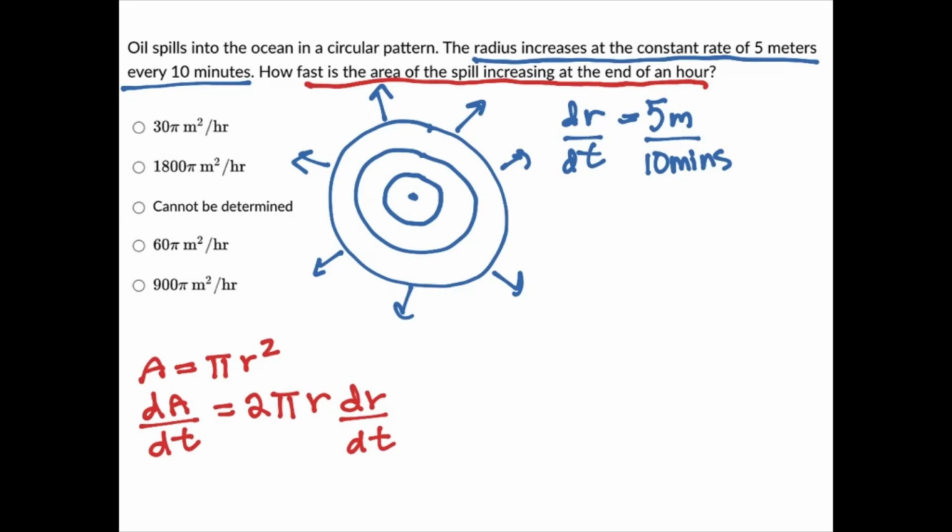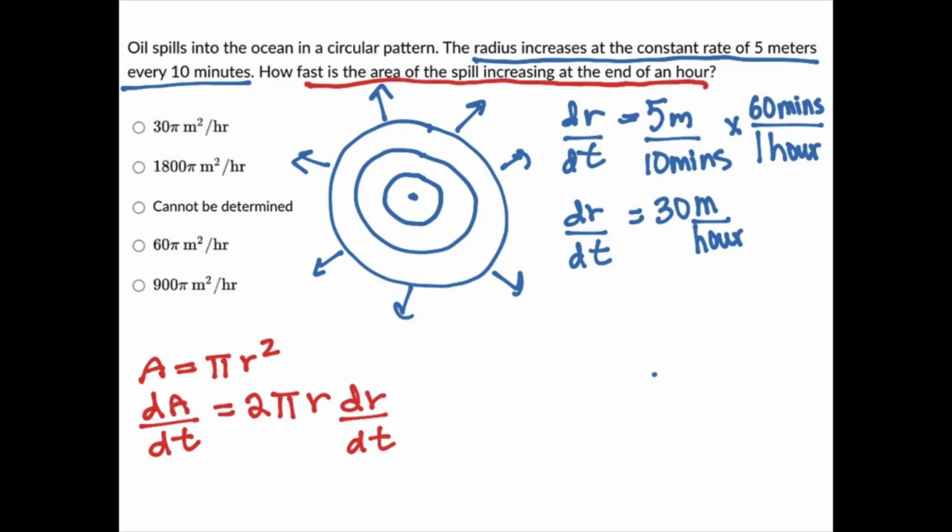However, if you look at the answer choices, they're in the rate of meters squared per hour, while the dr over dt that we have is in meters per minute. So before we can apply that rate, we need to do a conversion. We can convert the rate to meters per hour by applying the fact that in 1 hour we have 60 minutes. After this conversion, we get dr over dt equal to 30 meters per hour.